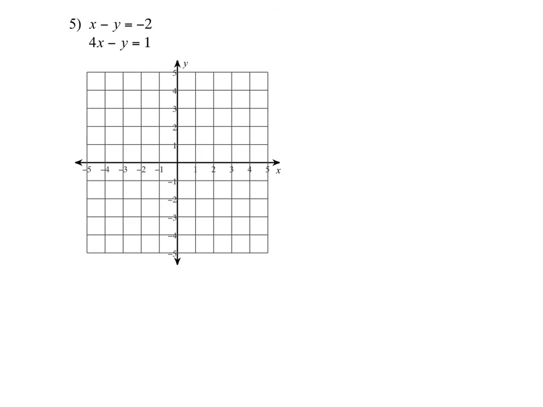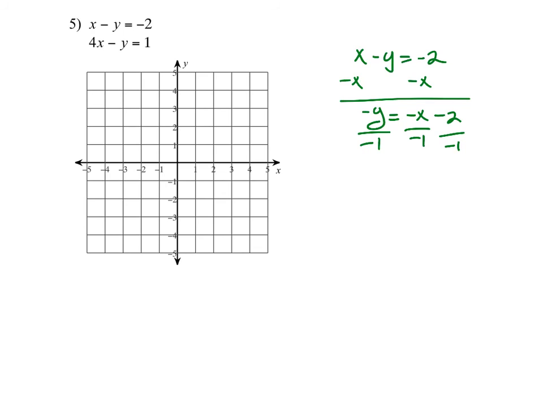Okay, so this is my x minus y equals negative 2. So I'm going to subtract x on both sides. So negative y equals negative x minus 2. And now I'm going to divide everything by negative 1. So y equals x plus 2. So that means that my slope is 1. So that means that I'm going to mark 2.